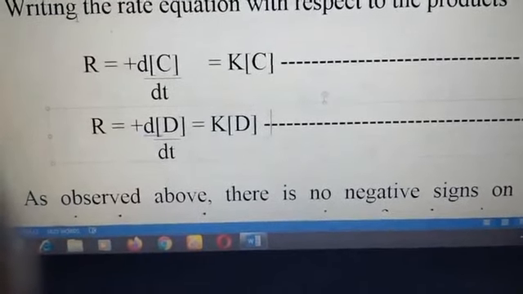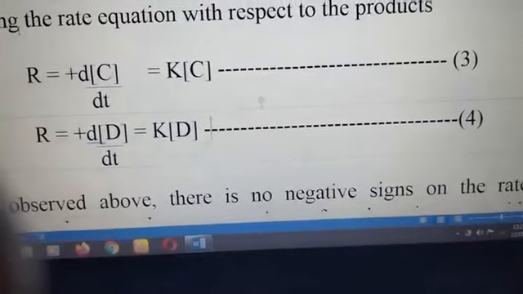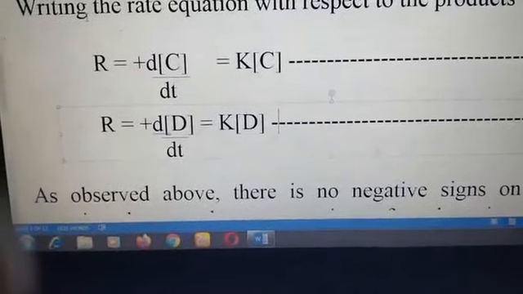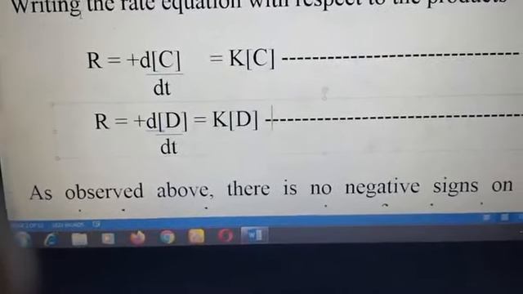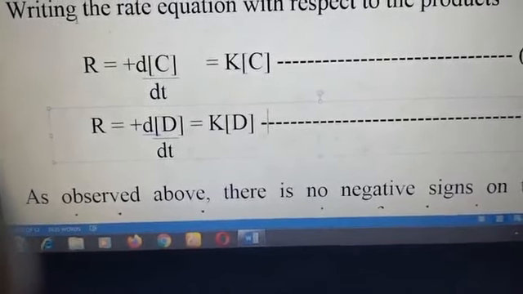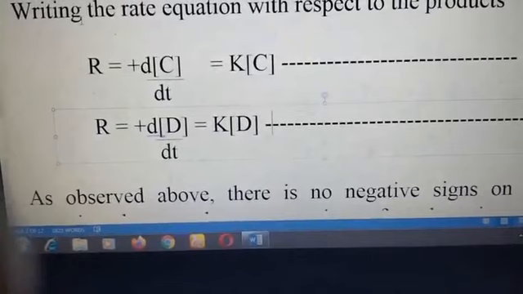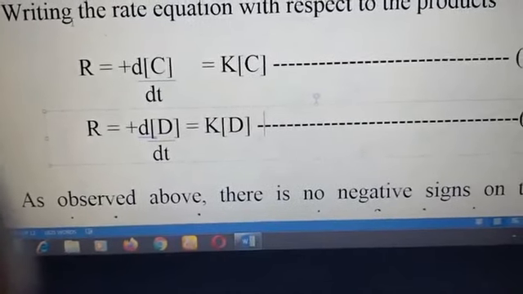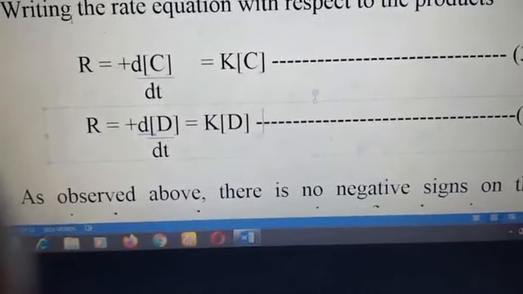Then if you look at equations 3 and 4 for the products, they are carrying a positive sign in front of the change symbol. So why is this positive? But the reactants were negative. The products are assumed to be positive because as the reaction progresses, more products are being produced.